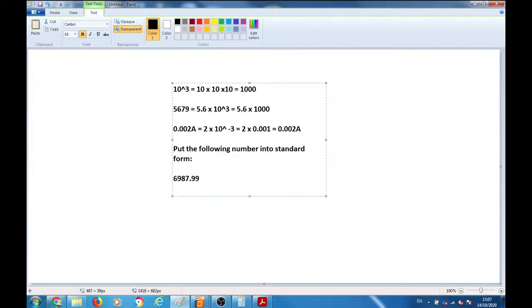So that would be equal to 6.987 and then 99. So we stick this over there as well, and then times 10 to the power of 3. Okay, so that would be the standard form expression, that one here. So that's basically what City and Guilds is saying you should be doing.